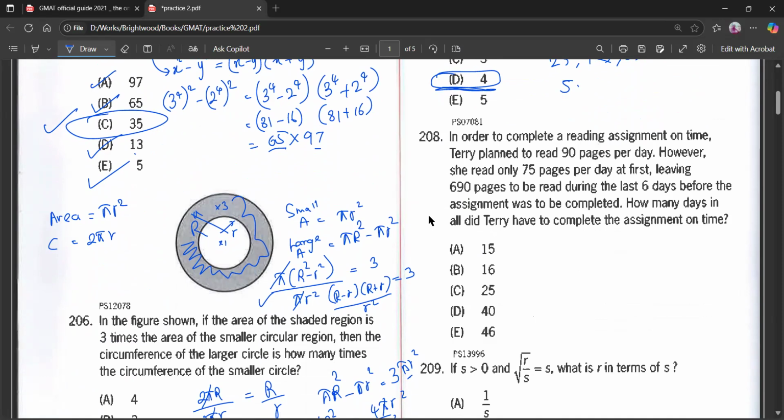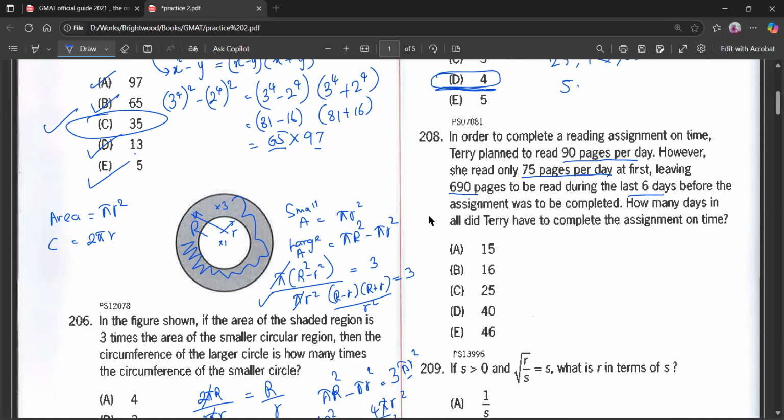And next thing: in order to complete the reading assignment on time, Terry planned to read 90 pages per day. However, she read only 75 pages per day, leaving 690 pages to be read during the last 6 days before the assignment was completed. How many days in all did Terry have to complete the assignment on time?